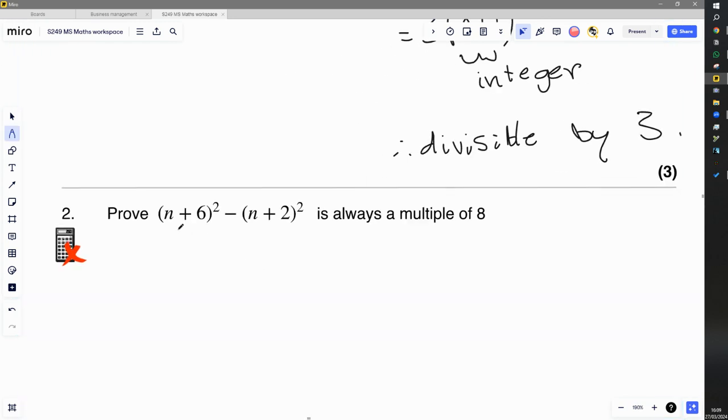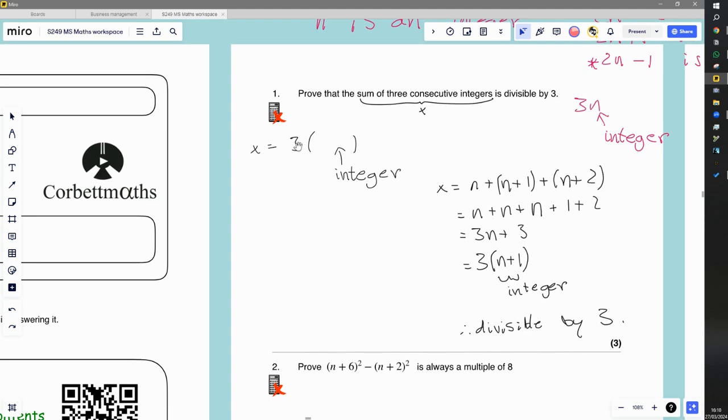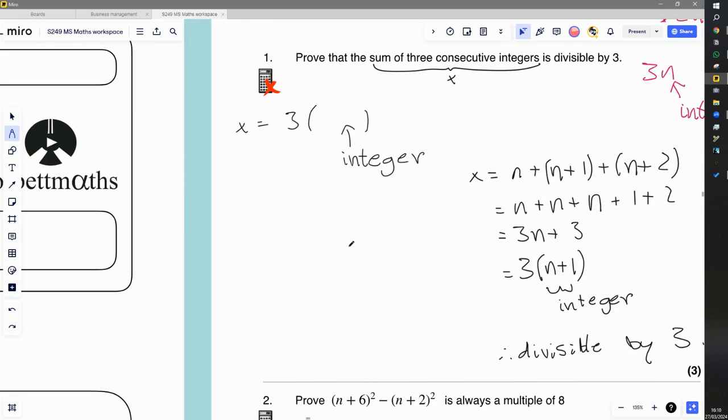We have to prove that (n plus 6) squared minus (n plus 2) squared is always a multiple of 8. n is once again an integer, so that's our next one. We're going to see how it's a multiple of 8. It's a similar sort of method as the previous one. Previously we had x equal to 3 times some integer. So I guess what we could say is we're getting it to equal 3y, where y is an integer.